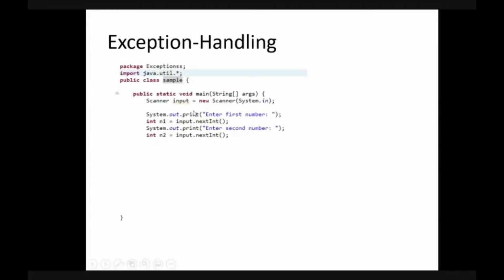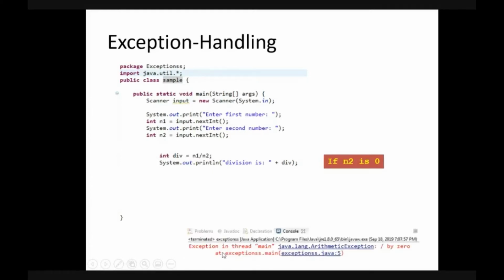For example, I have this sample program. It is asking me to enter two integer numbers. Enter first number, n1, enter second number, n2, and then I divide them, n1 divided by n2. It is pretty straightforward. After that, I print out the division. Everything is nice here. What if n2 is 0? If n2 is 0, it is not going to divide it. It's going to throw us this error message.